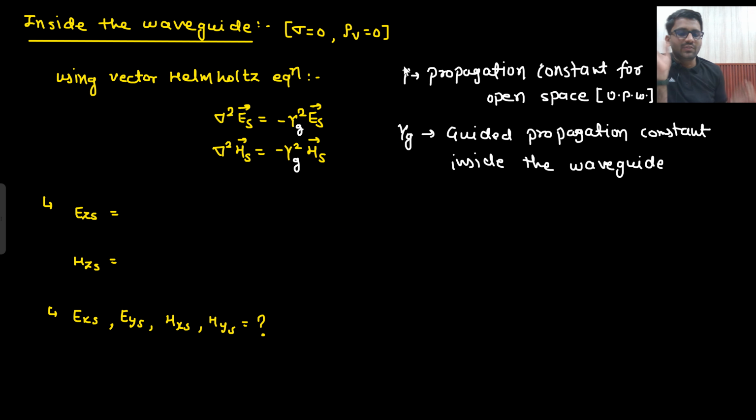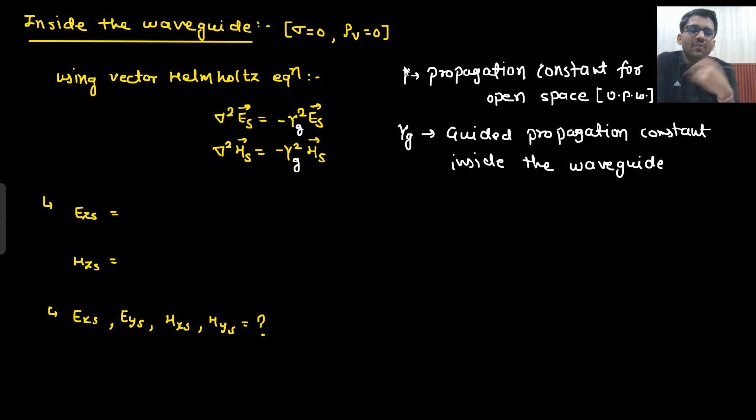So these parameters we have already found, right? Gamma, alpha plus j beta. What is the value of alpha? What is the value of beta for different mediums? We have found out. We will be finding out gamma g as well. So that we will see in the next lecture. But as of now, you will write gamma g here. What do you mean by gamma g? Gamma g is the propagation constant inside the waveguide, and gamma is the propagation constant outside the waveguide.